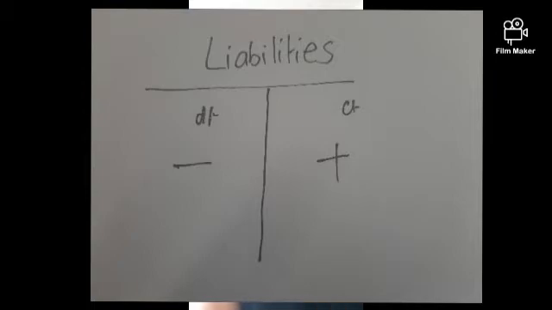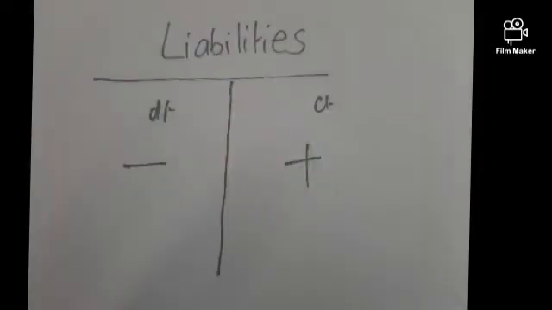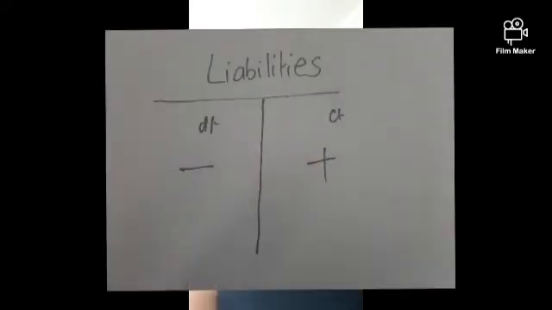Okay, so on the debit side, your liabilities decrease. So it's debit minus, credit plus. So your liabilities decrease on the debit side. When you pay your liabilities back, your liabilities are debited, so they decrease. But when you go to the bank and you get a loan, your liability increases. So then liabilities are credited. Okay, on the right-hand side, credited.